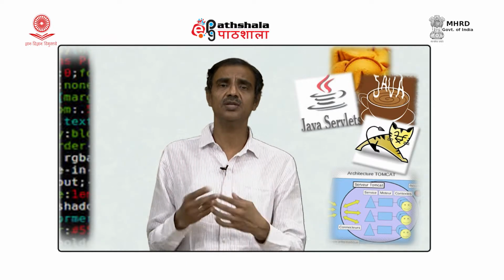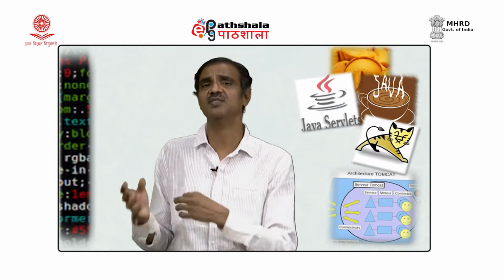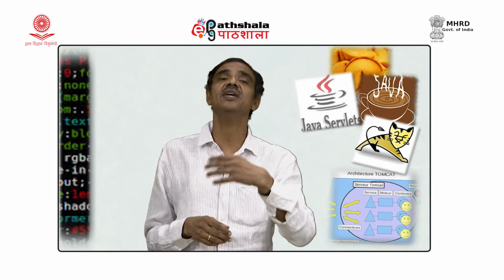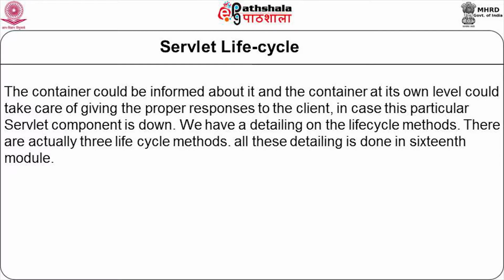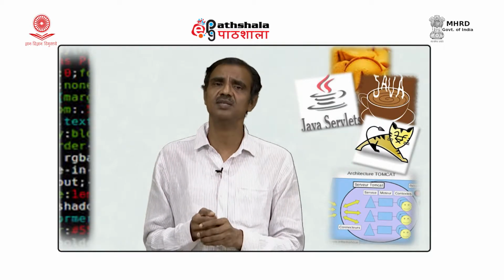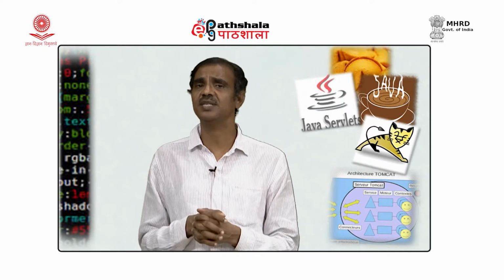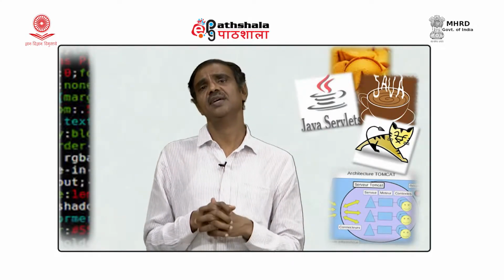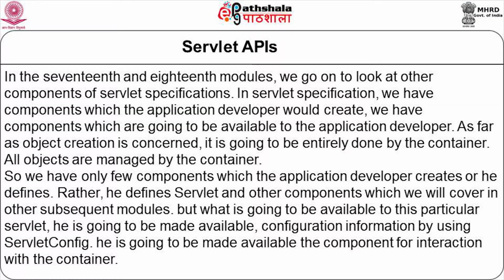It is not that you get down to the servlet and then the servlet gives an error. The container could be informed about it, and the container at its own level could take care of giving the proper responses to the client in case this particular servlet component is down. So, how such things can be managed? We have a detailing on the lifecycle methods, there are actually 3 lifecycle methods in a servlet. The detailing of all those 3 lifecycle methods is done in module number 16. And then in modules 17, 18, we go on to look at the other components.